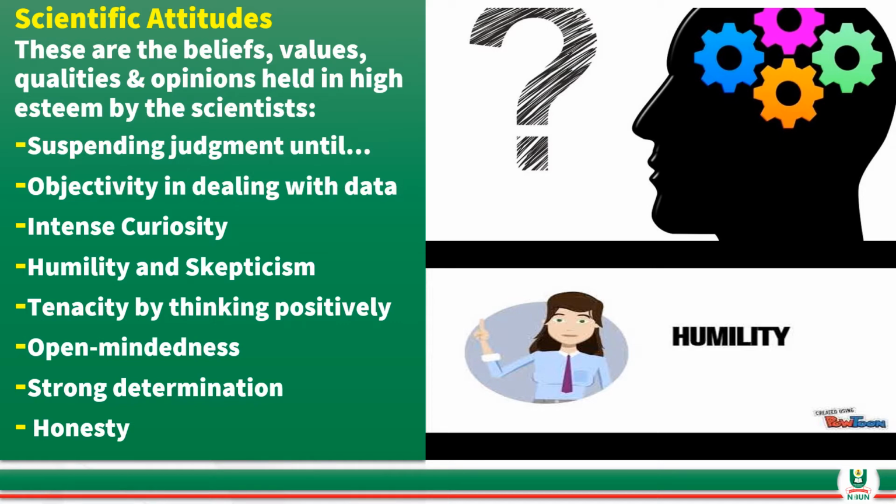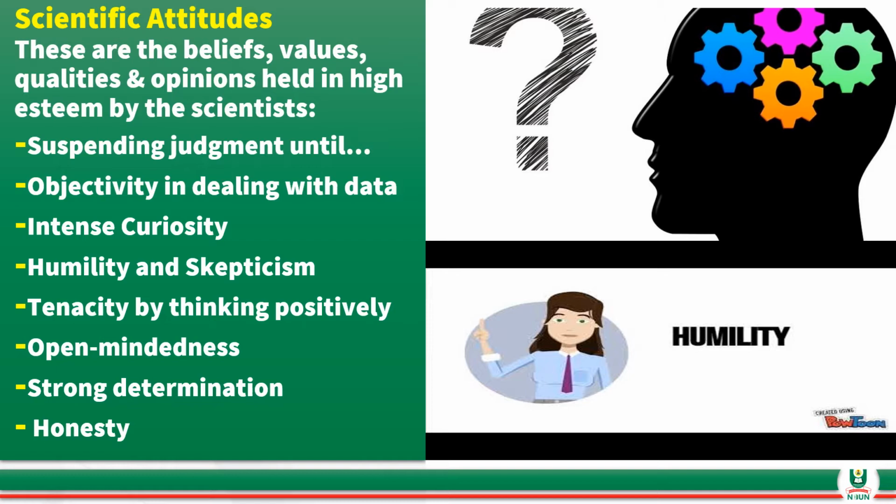Objectivity: in dealing with data, while collecting, analyzing, evaluating, and interpreting, they always ensure that they are very objective in whatever they say. And intense curiosity, by being fascinated with the world around them. They try to see what goes around. Any small thing catches their attention. So these are some of the attitudes that scientists must have. Humility and skepticism. Being free from pride and arrogance, as well as taking everything with a pinch of salt. They are humble.